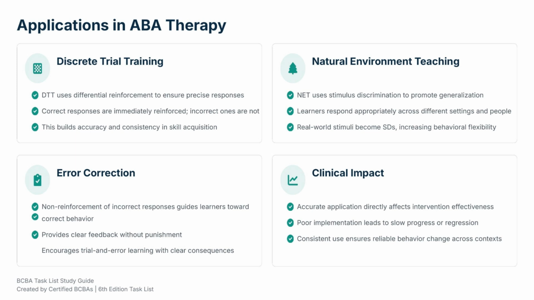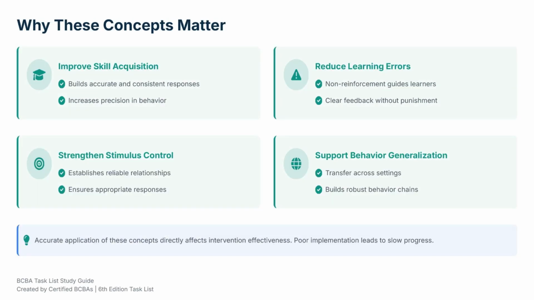These principles are widely used in ABA therapy. Discrete trial training uses differential reinforcement to build accurate responses. Natural environment teaching helps learners respond appropriately across different stimuli. Error correction procedures also rely on reinforcement patterns to guide learning. Together, these methods support effective skill acquisition. Understanding these concepts has several important clinical benefits.